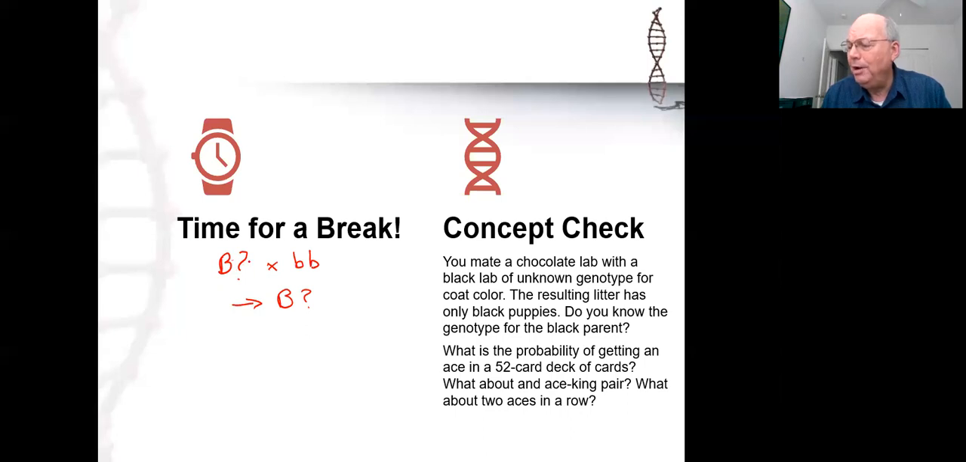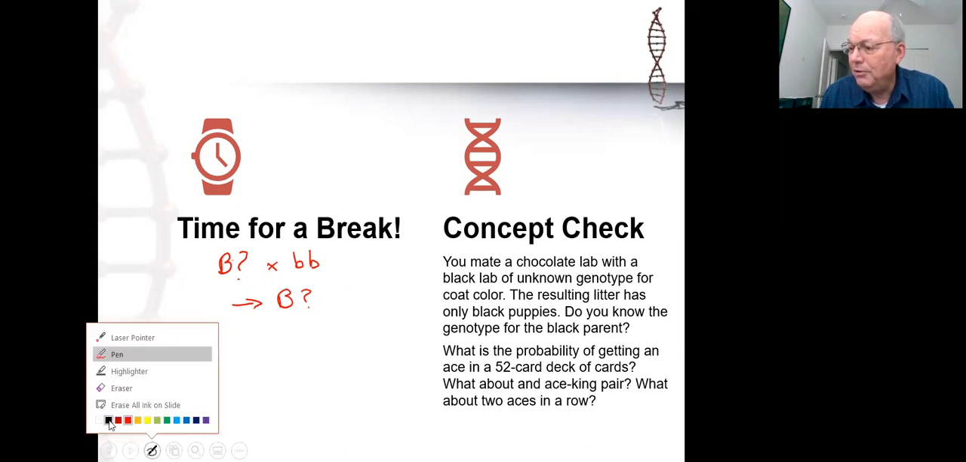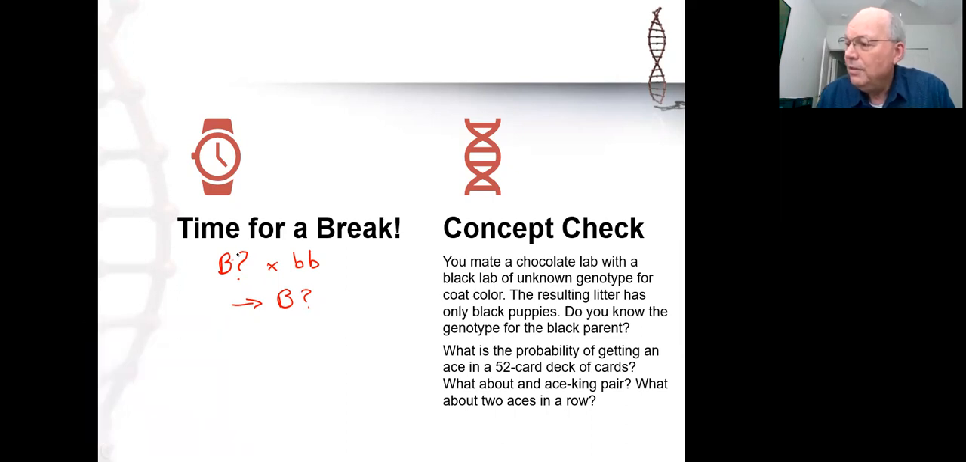But if the black parent had a big B and little b, in other words, it was heterozygous, then we would expect some of the puppies to be chocolate, because they're all getting a little b from this parent. So the only way that they could potentially get the big B from both parents is if this individual is big B, big B. So yes, you do know the genotype of the parent.